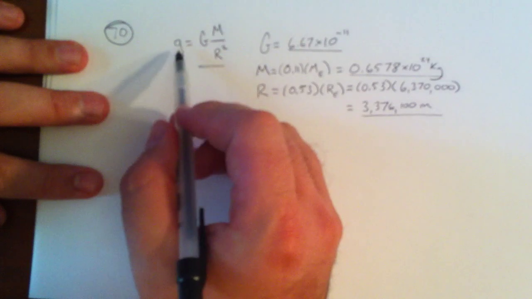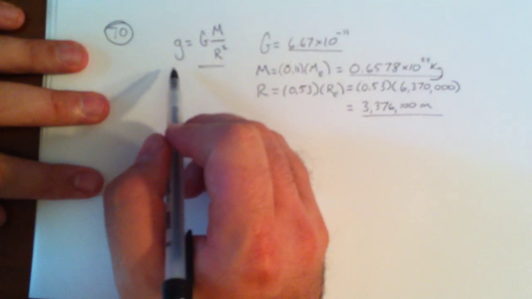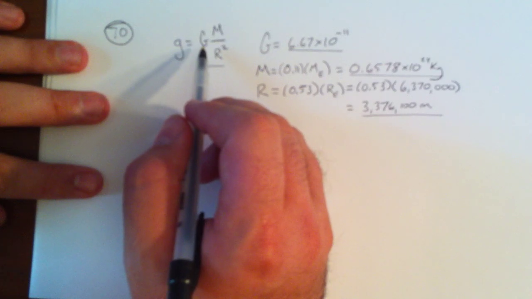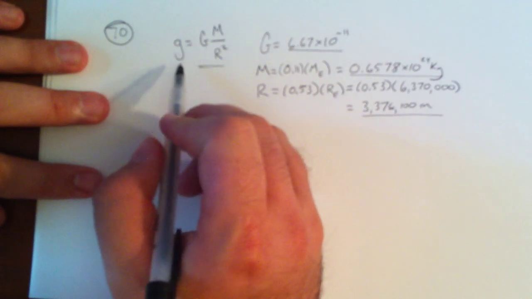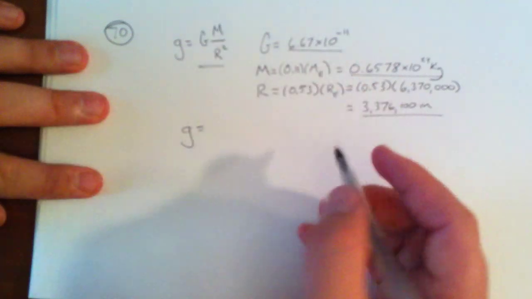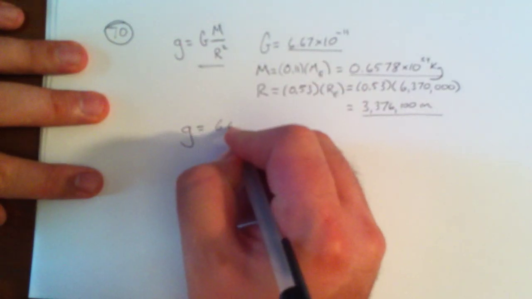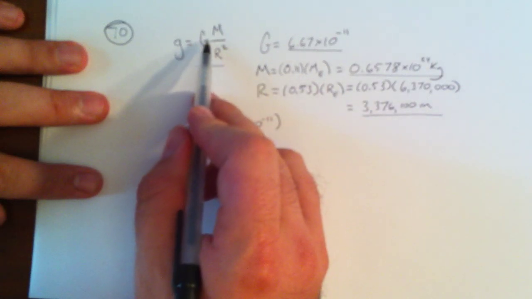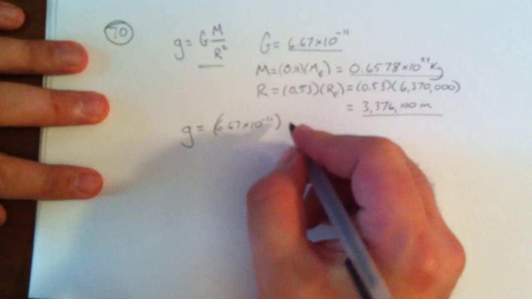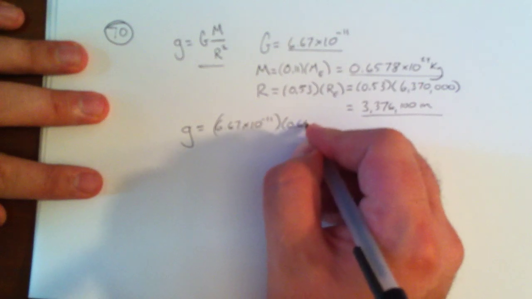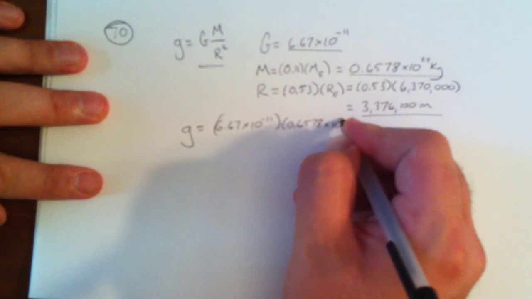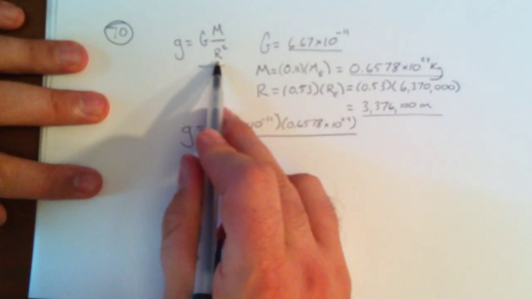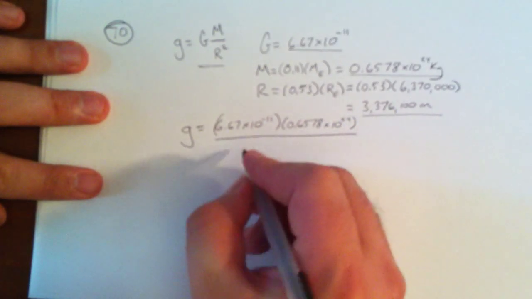Little g, don't get confused between little g and big G. Little g is the acceleration due to gravity. Big G is just a constant. Big G never changes. Little g changes depending on where you are. So let's plug this in. I plugged in for G. Now plug in for M using this value. And then plug in for R using this value.